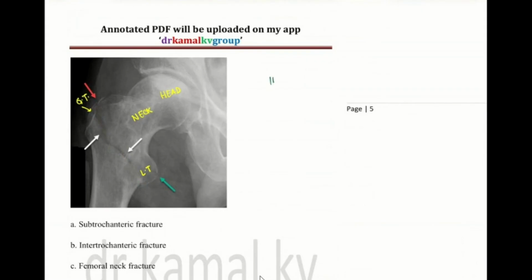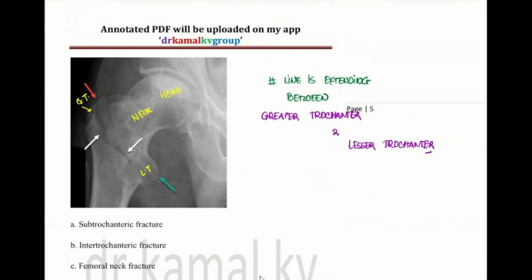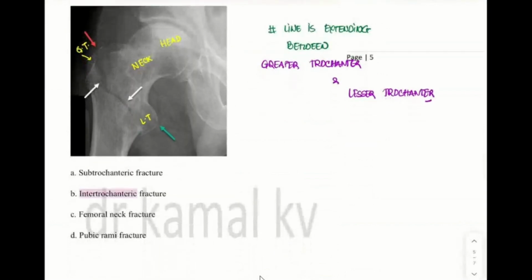So it means the fracture line is extending between the greater trochanter and the lesser trochanter, right? So the fracture is between the two trochanters and therefore it will be known as intertrochanteric, right? It will be known as intertrochanteric because the word inter means between. So the terminology is very easy provided you can mark out the extent of the fracture line which is running across the two trochanters.